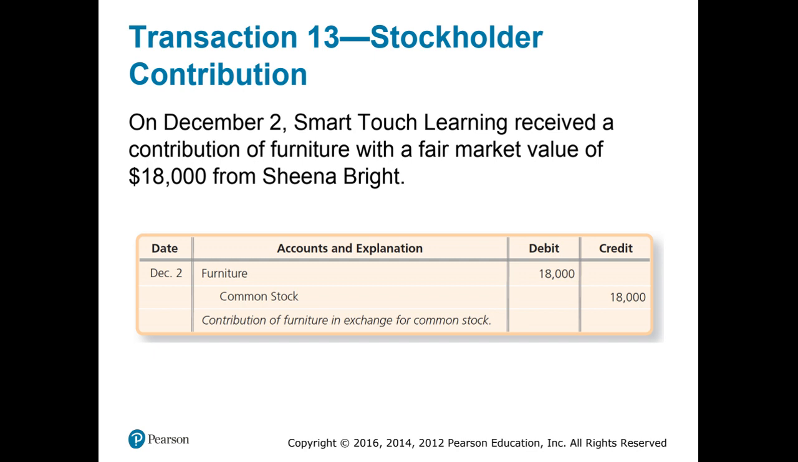On December 2nd, Smart Touch Learning received a contribution of furniture with a fair market value of $18,000 from Sheena Bray. So we're going to debit our furniture account for $18,000. We're going to credit our common stock for $18,000. And we're going to note that we had a contribution of furniture in exchange for common stock.